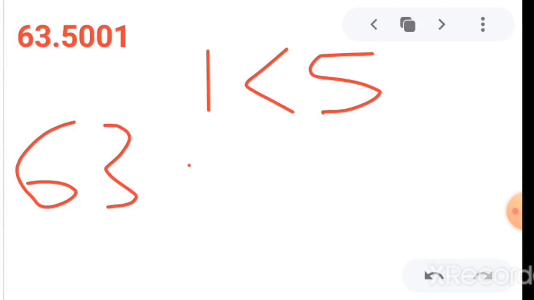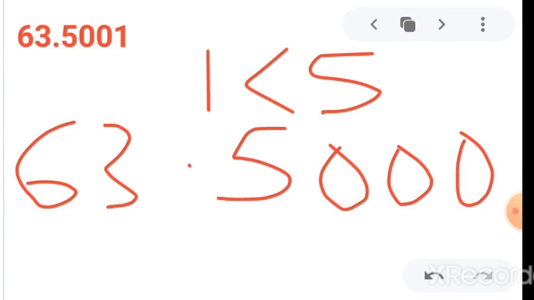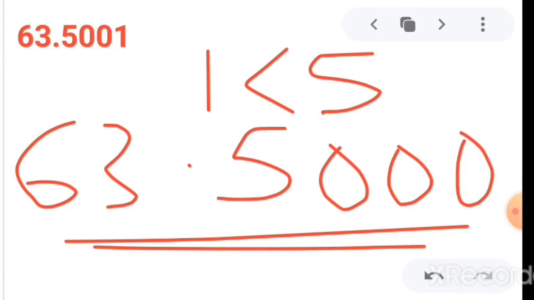Now let's see another example. We have 63.5001. Remember, the third decimal place or the thousandth position is the third figure after the decimal point to the right, and the number immediately after the third figure is 1. Now 1 is less than 5. Because 1 is less than 5, we round down, we replace it with 0. So this number becomes 63.5000. We round down, and that is the answer. I know it's very, very easy.